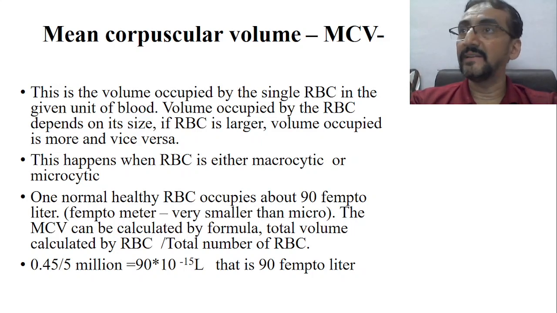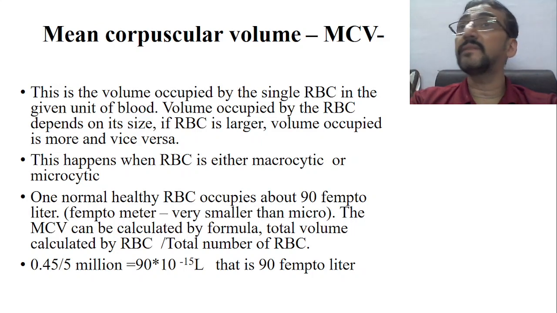Normal is 90, and if MCV is 90, it suggests that RBCs are normocytic. If MCV is more than 90, somewhere around 97, 98, 100, then the RBCs are more and more macrocytic. If it is less than 90, somewhere around 50, 60, 70, then they are largely microcytic. This is a very simple investigation, but it helps a lot to identify whether the RBCs are microcytic or macrocytic.